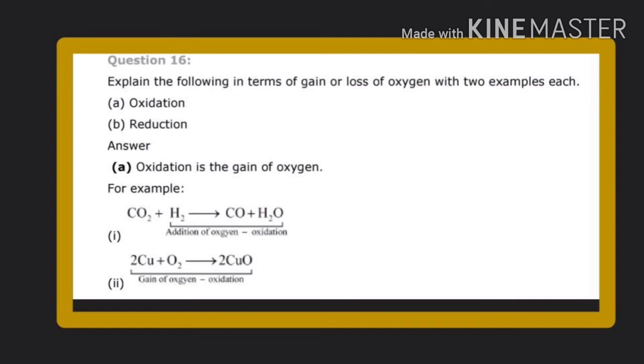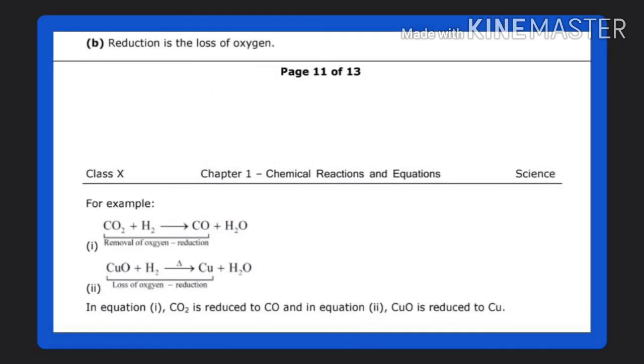Next one was your reduction. So on the top you can see reduction is the loss of oxygen. So here CO2 plus H2 gives CO plus H2O. Now in this, CO2 has lost one oxygen and it is becoming CO. So that is why this is an example of reduction using the words of oxygen.